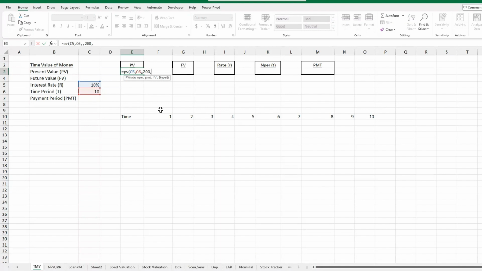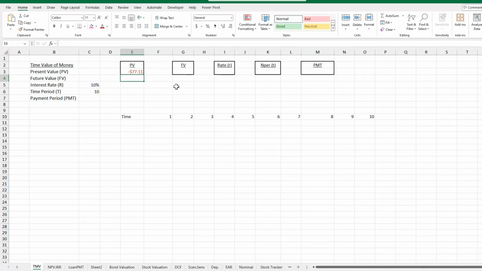And then our last prompt is type, which is end of the period and beginning of the period. And this relates to our payment. So if we receive $5 payments, does it start right away as soon as I purchase the underlying asset, the fixed asset? Or does it start at the end of the first period? The default is 0, which is end of the period, which we're going to leave it at. Unless you're dealing with some kind of annuity, it's never going to be 1 usually. Very rare that it would be. So we're just going to end our bracket there.